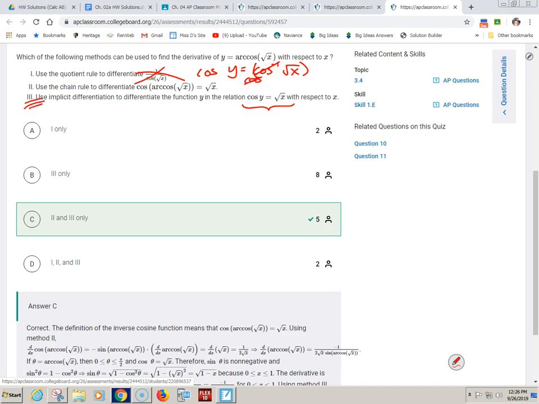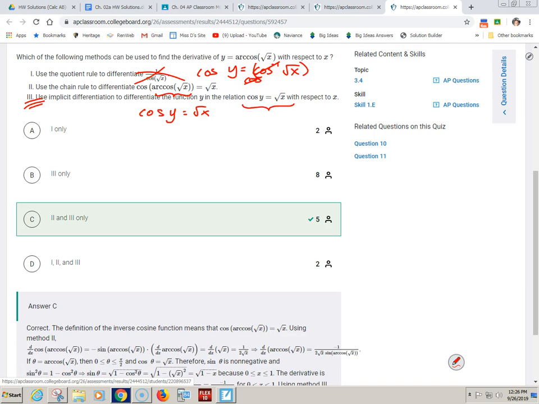Now let's go back to number 2 and say, use the chain rule to differentiate cosine of arc cosine of x. Well, hold on. If we're rewriting stuff, what happens if we rewrite this? Isn't this y? Aren't these the exact same thing? This is cosine of y equals square root of x. They are the exact same thing. You just had to do a quick substitution to see it.